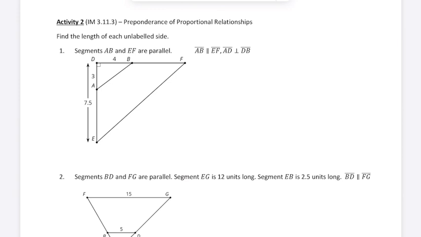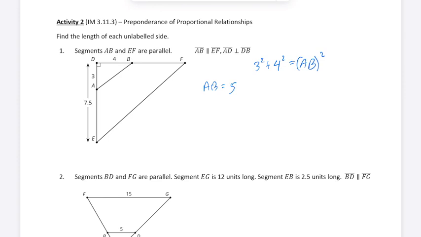All right, so here, find the length of each unlabeled side. So we need to find first AB. So the line segment AB, okay, we know that triangle ABD is a right triangle. So we can use the Pythagorean theorem. So AD is 3 squared plus BD, 4 squared, is equal to AB squared. So AB is going to be equal to 5.